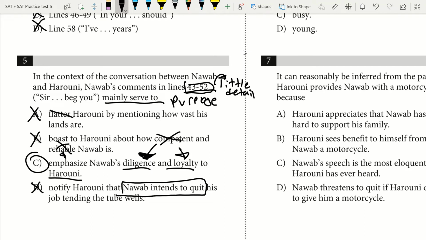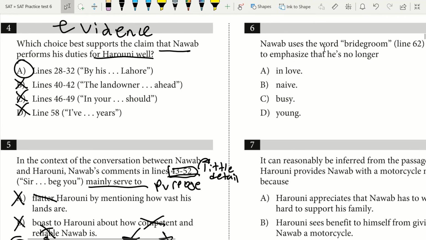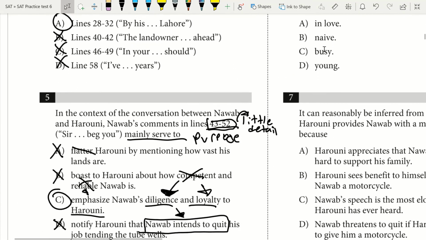He's asking permission to quit. Okay, so he's not going to quit no matter what. He's asking permission to. So D would be incorrect there. All right, part 6, or as far as, okay, I already got it there.